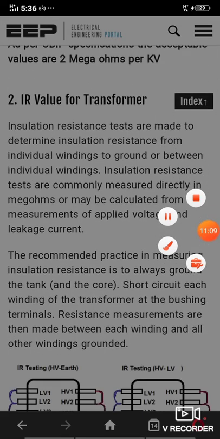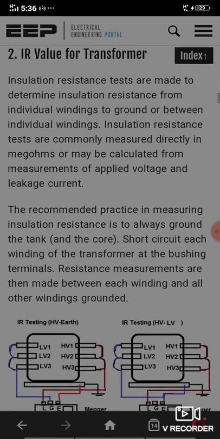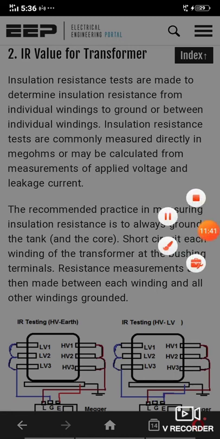IR value of insulation resistance tests are made to determine insulation resistance from individual winding to ground or between individual winding. Insulation resistance tests are commonly measured directly in mega ohms or may be calculated from measurements of applied voltage and leakage current. The recommended practice in measuring insulation resistance is to always ground the tank and the core, and short each winding of transformer at the bushing terminal. Resistance measurements are then made between each winding and all other windings grounded.